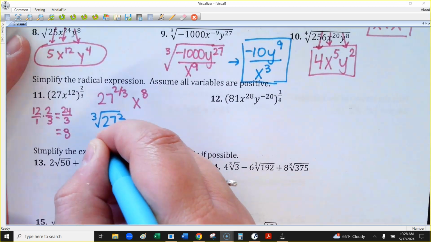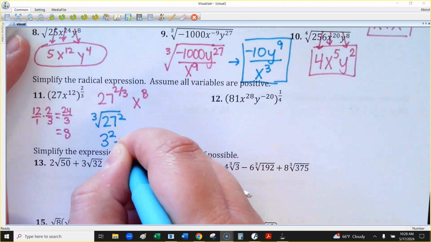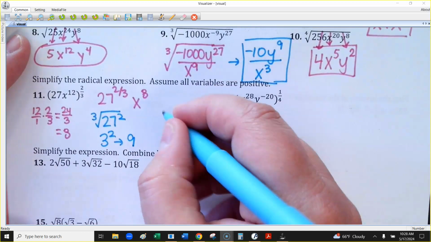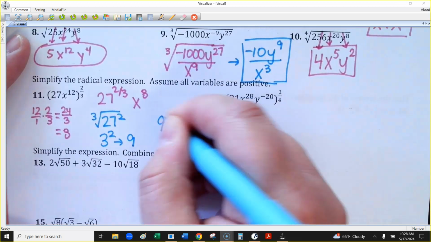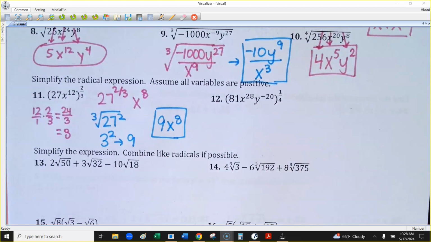3. And then you would square it. So that would be 9. So that would be my answer then, 9x to the 8th.